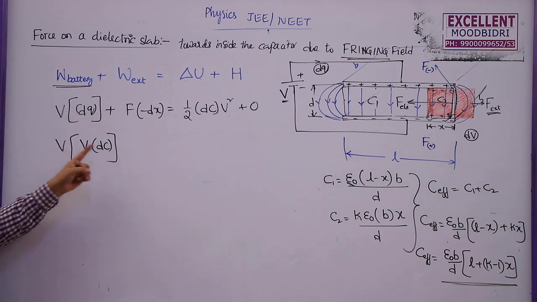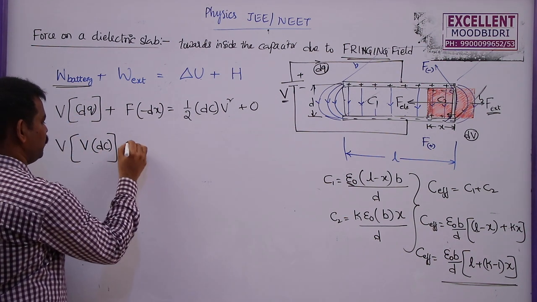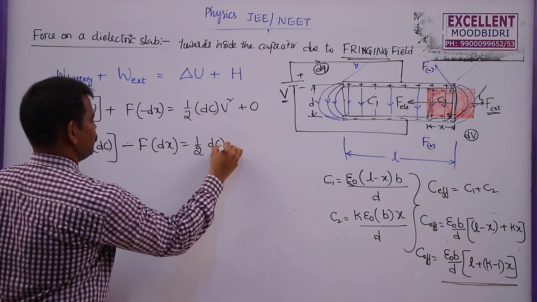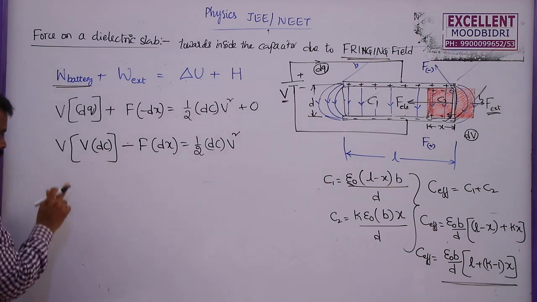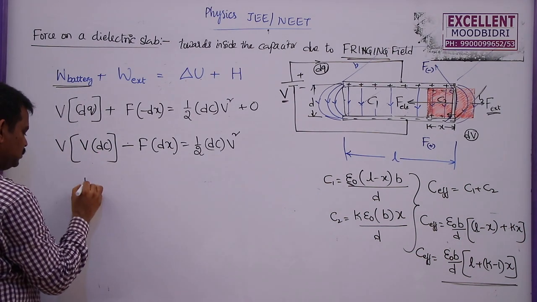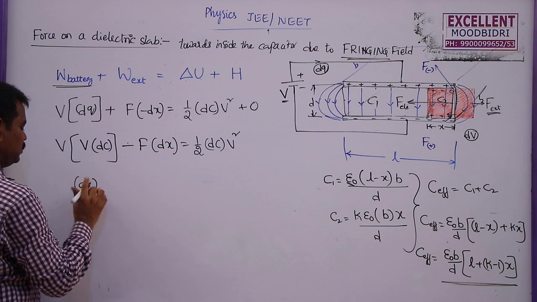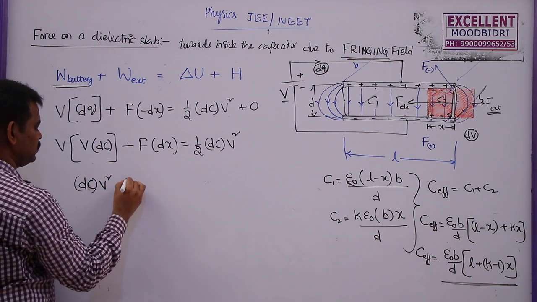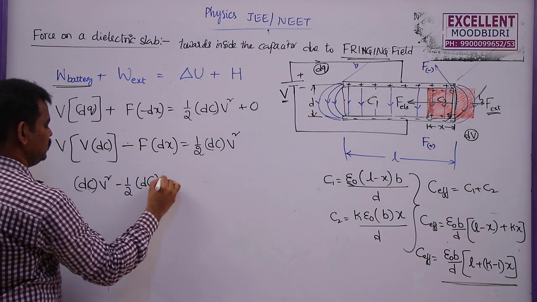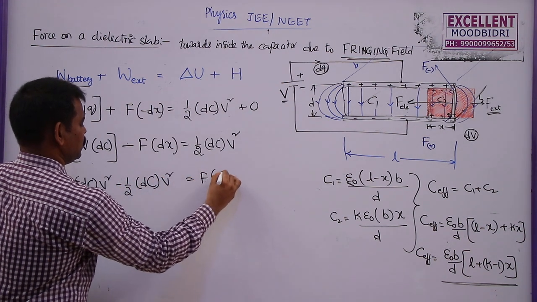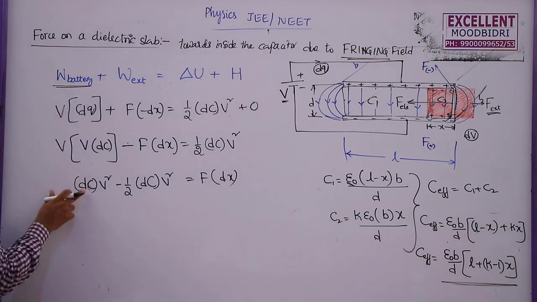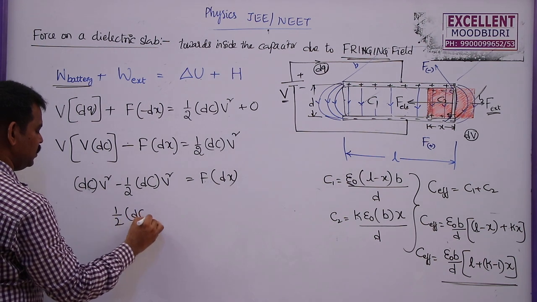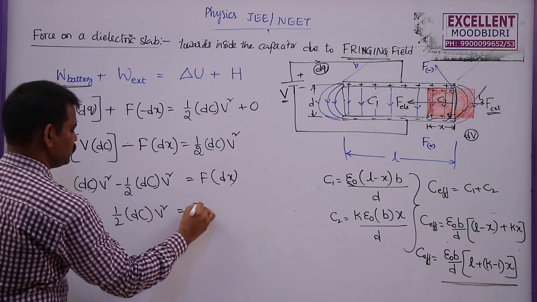Q is equal to V into dC, or dC into Q, minus F into dx is equal to half dC V square. You can see this one, dC V square. The dC is the change in capacity into V square. If you bring this one to this side, this is half dC into V square is equal to F into dx. This is dC V square minus half dC V square, remaining half dC into V square is equal to F into dx.